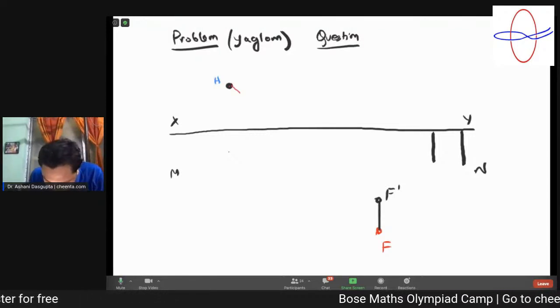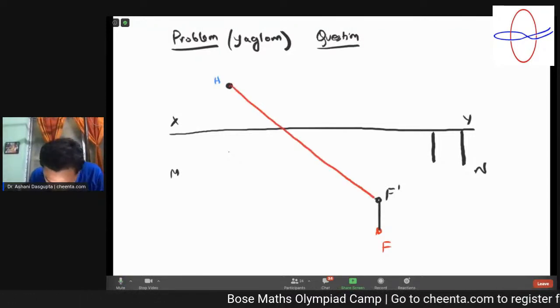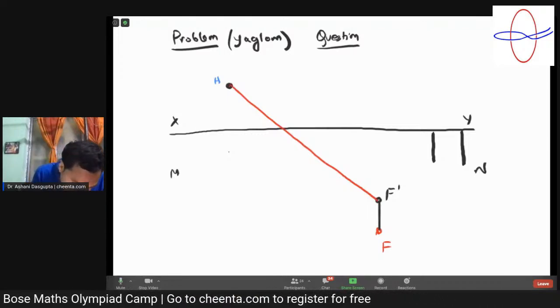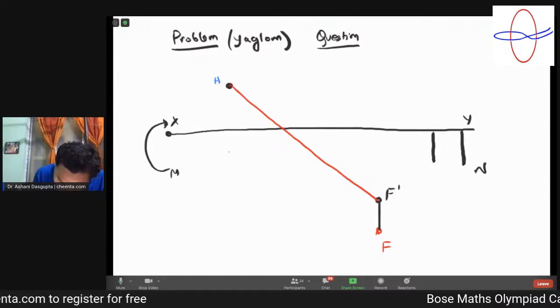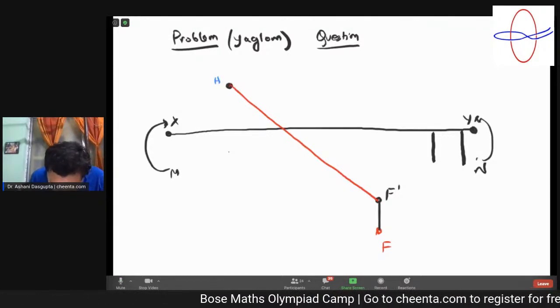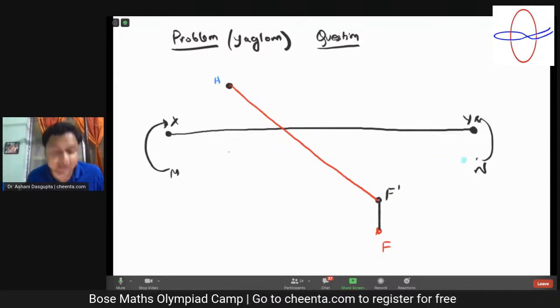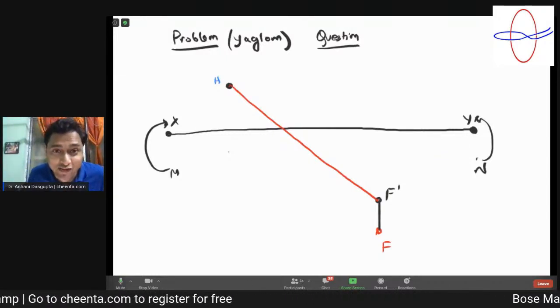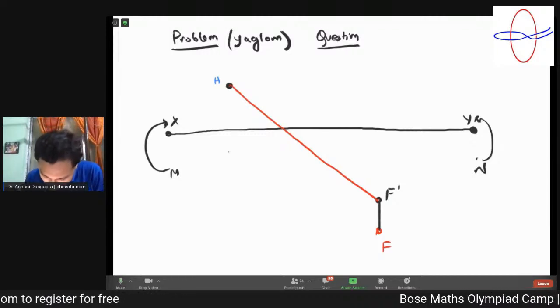So let me draw HF prime one more time. M has sort of floated to X and N has floated to Y, and we have this situation. Okay, excellent. We are almost done with the problem.